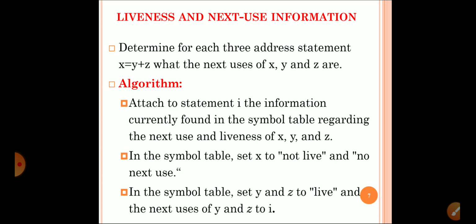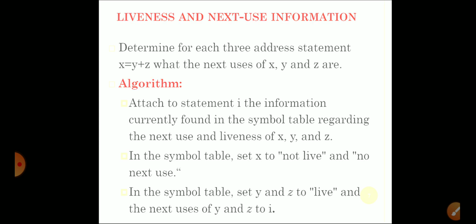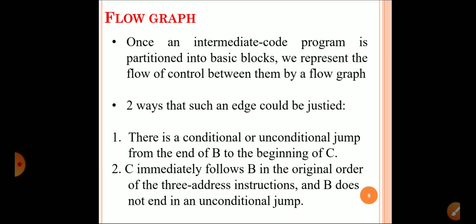In the symbol table, again set y and z to live and next use of y and z to I, which means I will denote here live information, and variable x will denote not live and no next use information. Okay, so these are the two things which we have to take into consideration.